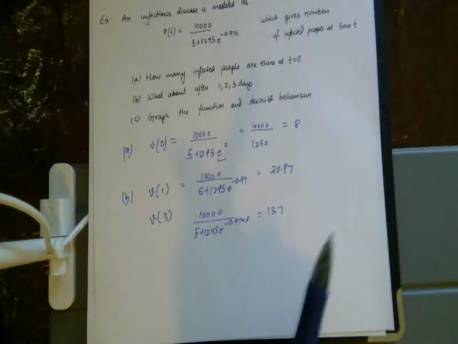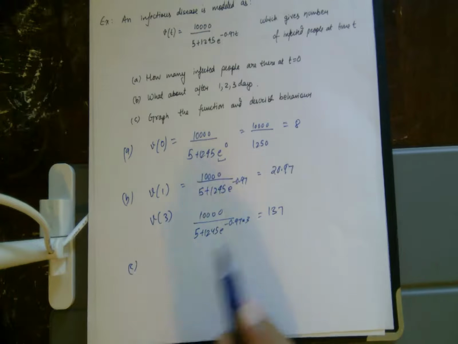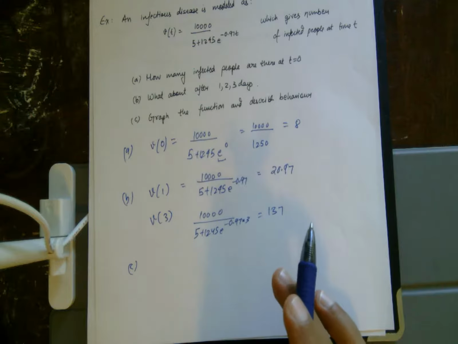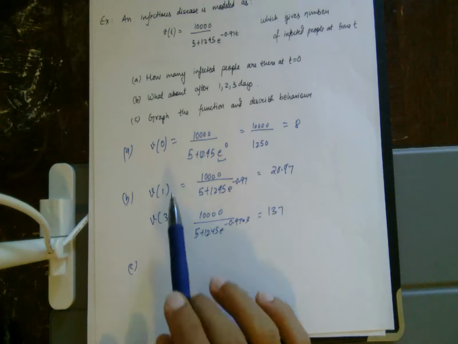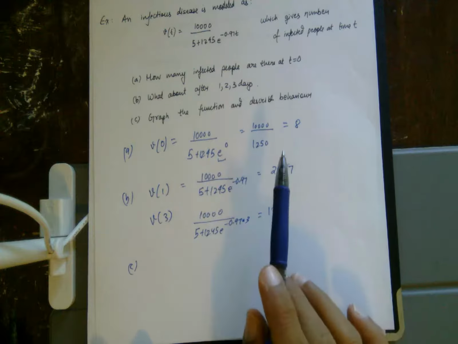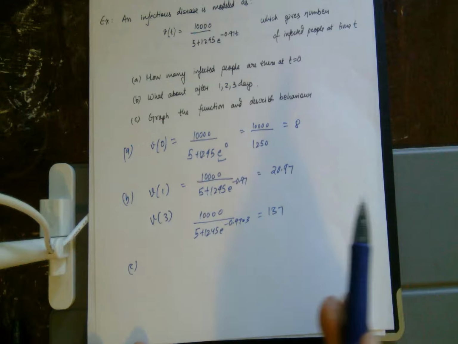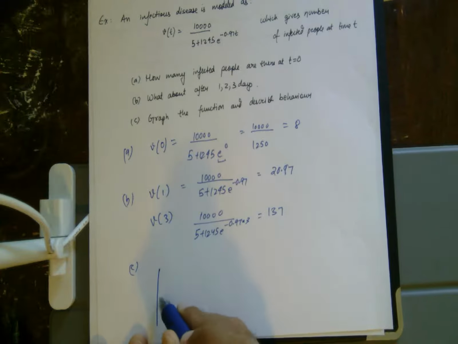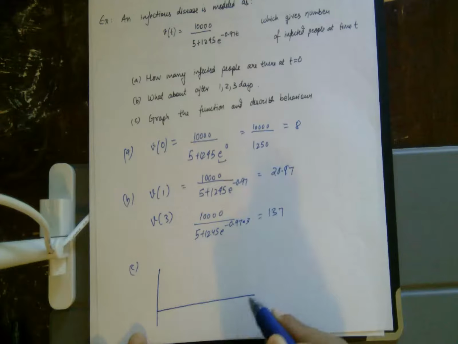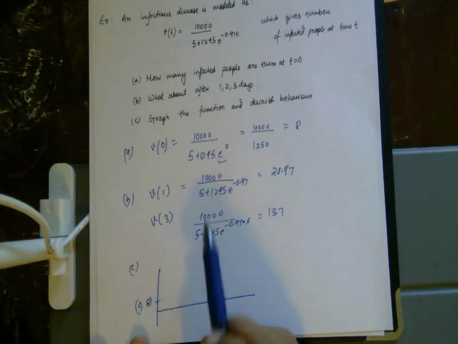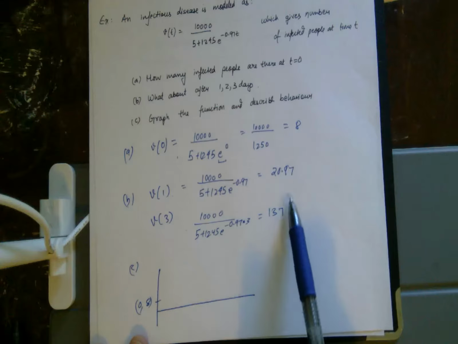The last part, slightly tricky. Graph the function and describe the behavior. So for graphing this function, we can kind of do it analytically. Here's how. Now t is the time, so we're just concerned with positive values, right? And we already saw that at 0, it's about 8. So (0, 8) is in there. What's happening? We know it's increasing, right?